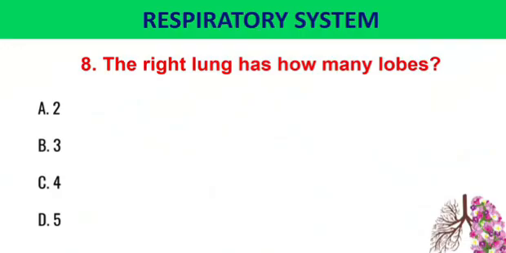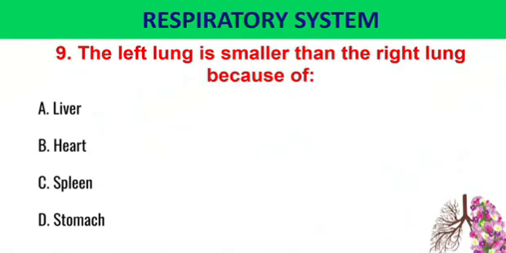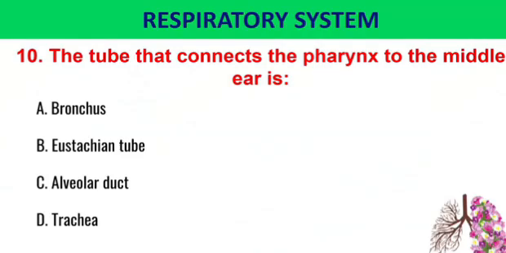The right lung has how many lobes? 3. The left lung is smaller than the right lung because of heart. The tube that connects the pharynx to the middle ear is Eustachian tube.